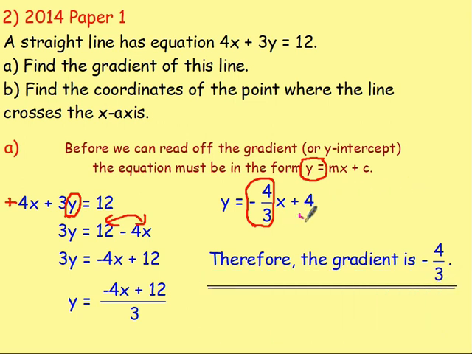If we were asked for the y-intercept, what would the y-intercept be? Brilliant, the y-intercept would be just the number that's on its own. So the y-intercept, if we were asked for it, would be positive 4. So you know the graph would cross at 0, 4. But we're not asked for that.